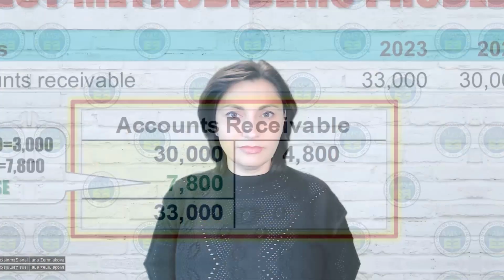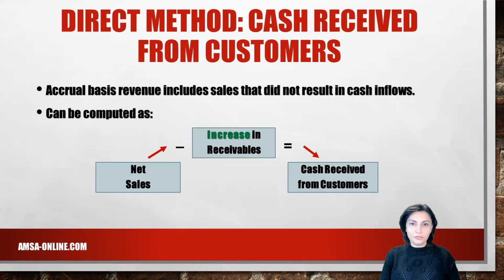Let's get back to the previous slide that shows how an increase in accounts receivable affects cash received from customers. To calculate cash received from customers, we need to subtract the increase in accounts receivable from net sales. Remember that accrual basis revenue includes sales that didn't result in cash inflows. And since an increase in accounts receivable means that customer charges on account exceeded customer cash payments on account during the period, we need to subtract the increase from accrual sales.